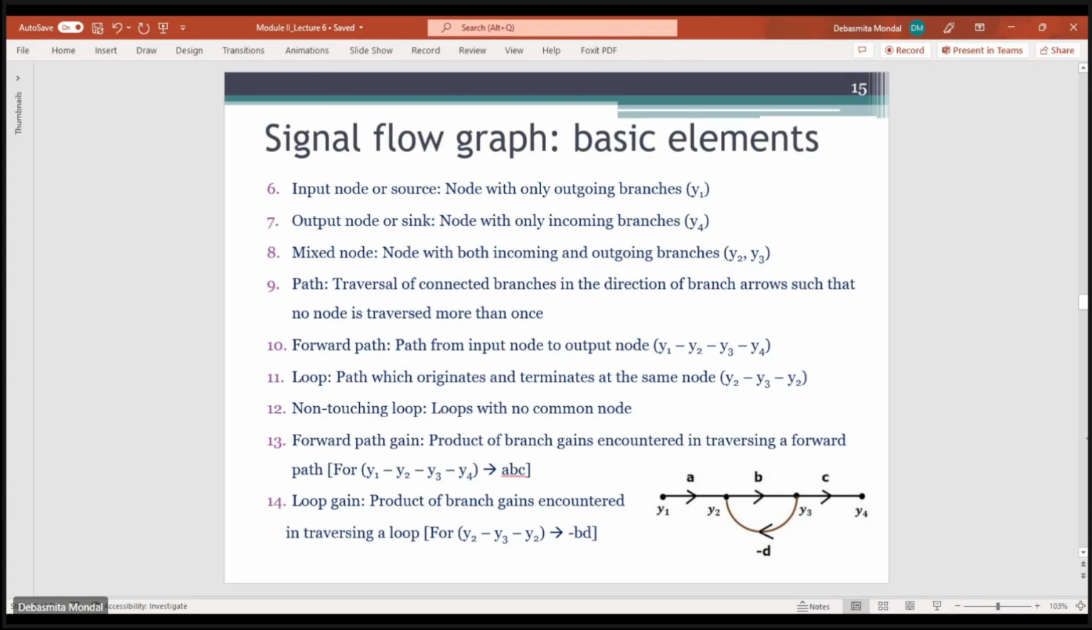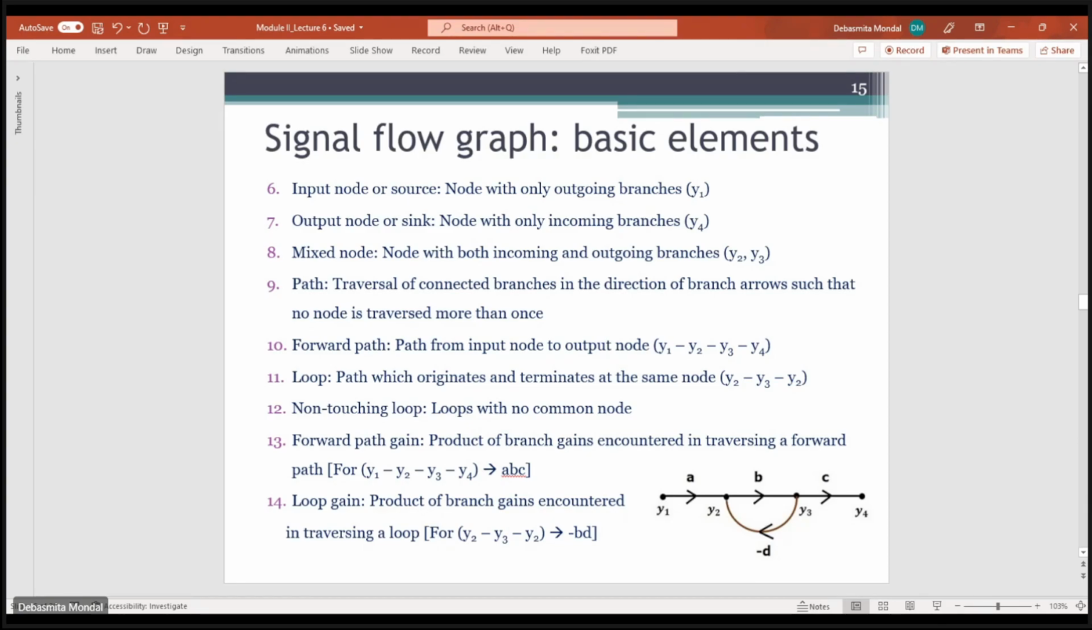Similarly, a node is called an output node or a sink node only if it has only incoming branches. If you see this node y4, there is only one branch coming in and nothing going out, so y4 is the output node. Apart from the input and output nodes, y2 and y3 have both incoming signals coming into the node and signals going out of the node. Those kinds of nodes are known as mixed nodes. So y2 and y3 are mixed nodes here.